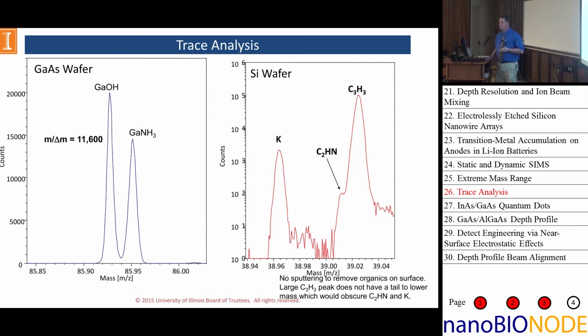We can do trace analysis work, so this was looking at things on the surface, some contaminants on the surface of a silicon wafer, gallium arsenide wafer. We can have extreme mass resolution on the TOF SIMS.